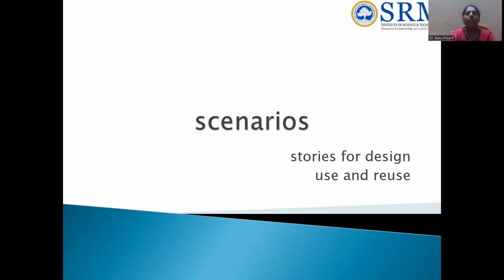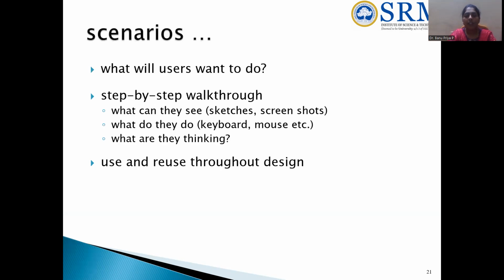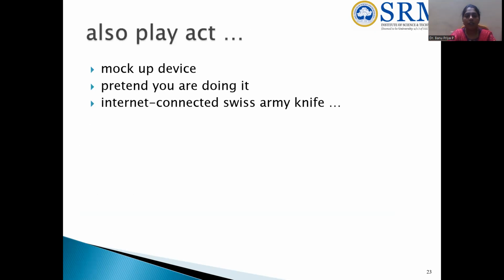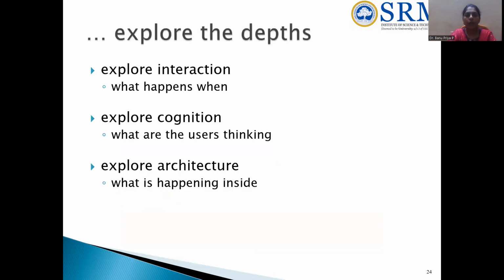Scenarios to be considered: the communication between others, and the models and the dynamics, whether it is linear or non-linear. Obviously, it is a step-by-step process. How to do it? Explore the interaction, explore the cognition, explore the architecture. For interaction, what happens and when it happens. Cognition, what users think of that. Finally, the architecture, whether it is happening inside or not, whether you are able to execute or not.